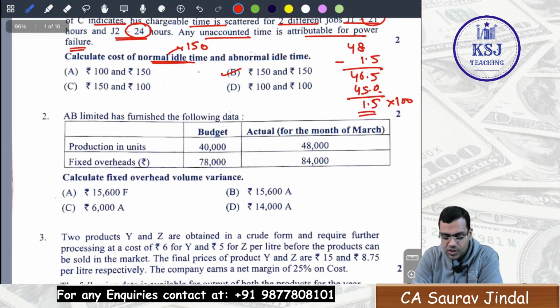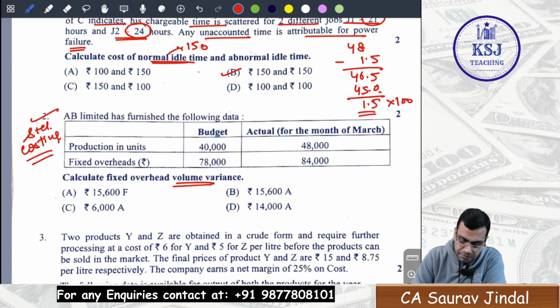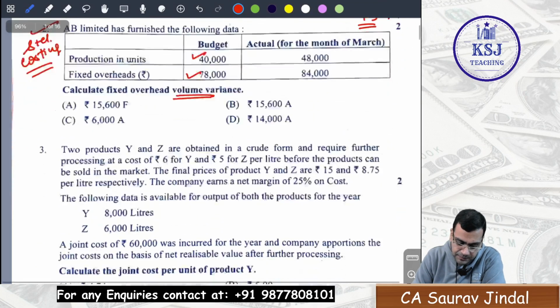The second question is not at all difficult. Budgeted production is given, actual units are given, fixed overheads budgeted are given, actual are given. So you have to calculate the fixed overhead volume variance. This was a simple question on standard costing. It wasn't a difficult question, right? The budgeted output is there, budgeted overheads are there, actuals are there. We can calculate it, not at all difficult.